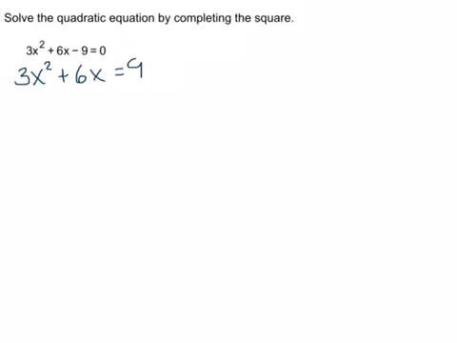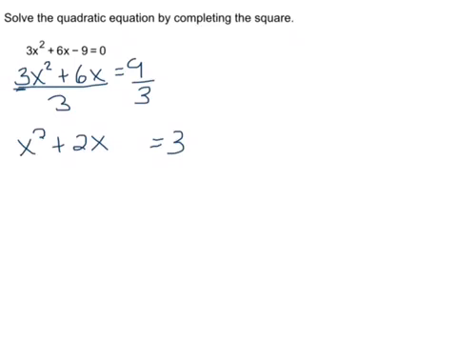The second thing that we need to do is we need to get rid of the 3, or the coefficient in front of the x squared term. We're going to do this by dividing everything we have by 3 on both sides. And when we reduce these fractions, we get x squared plus 2x equals 3.